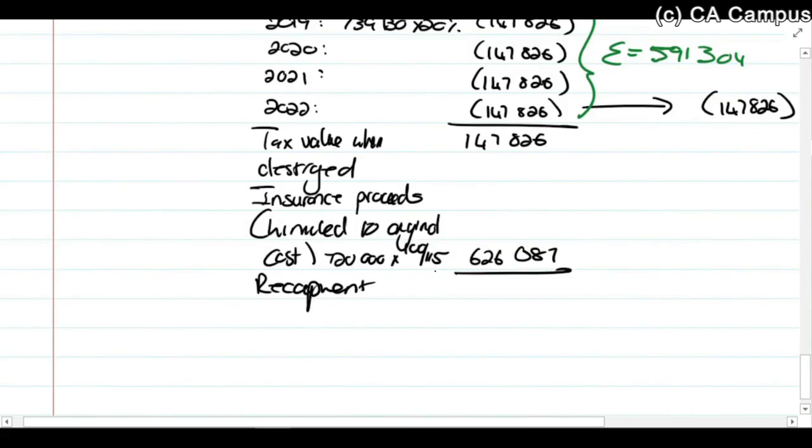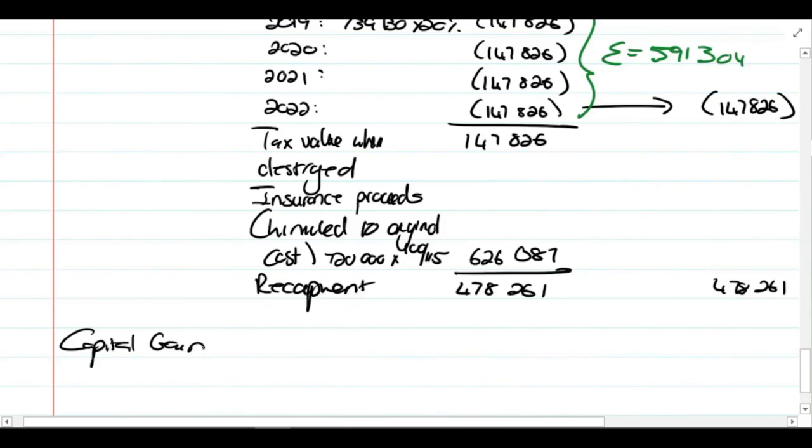So that gives us a recoupment: 626,087 minus the tax value of 478,261. That gets included in our taxable income. We have to do a capital gain calculation, and just on a note, this is also something that they didn't do, the financial manager. The proceeds is the 626,087, that amount, minus the recoupment 478,261.